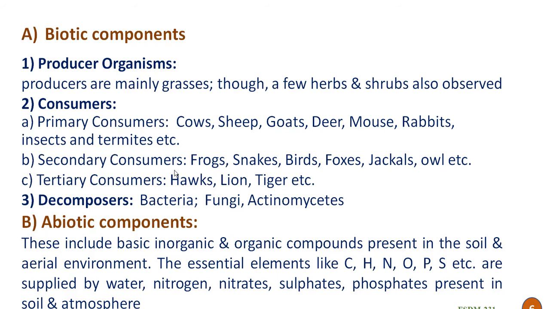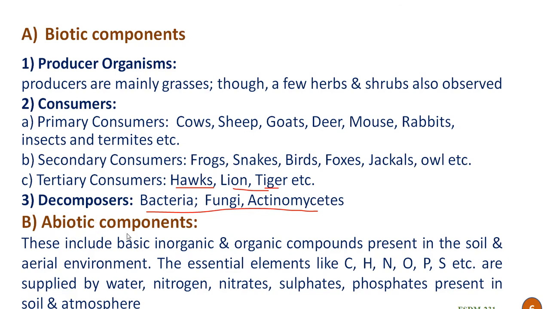Then secondary consumers: frogs, snakes, birds, foxes, jackals, owls, etc. And tertiary consumers are hawks, lions, and tigers. So these are the different primary, secondary, and tertiary consumers present in the grassland ecosystem. Then the decomposers: bacteria, fungi, and actinomycetes are present.